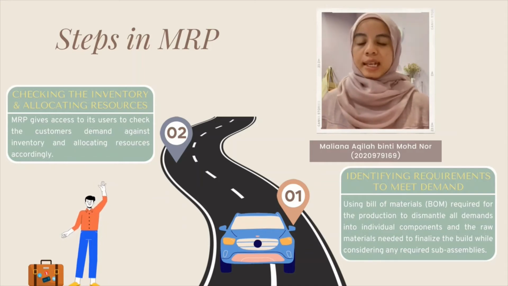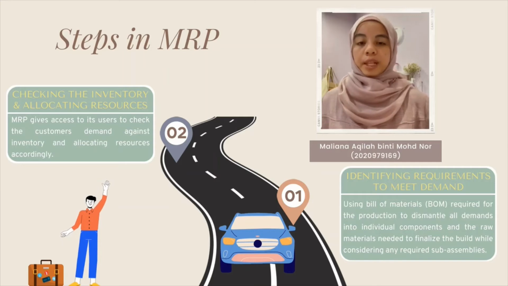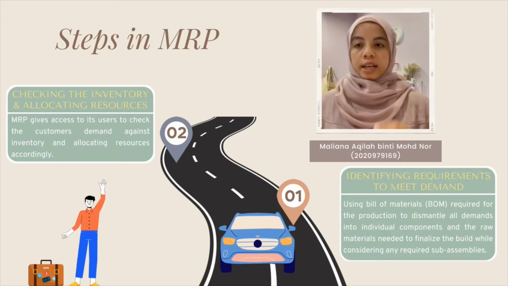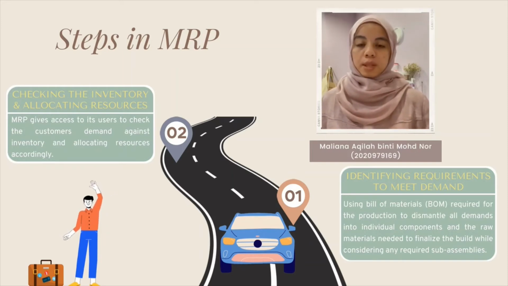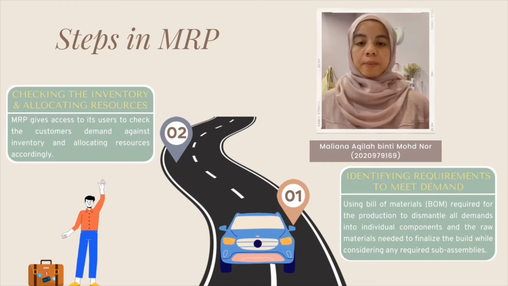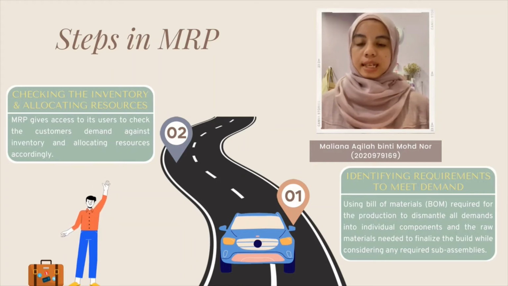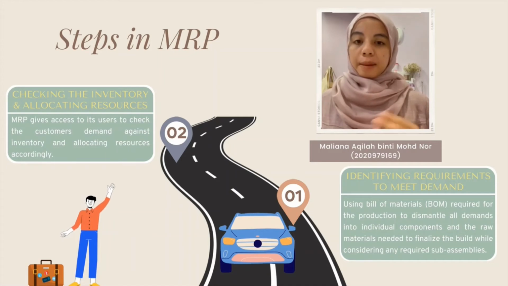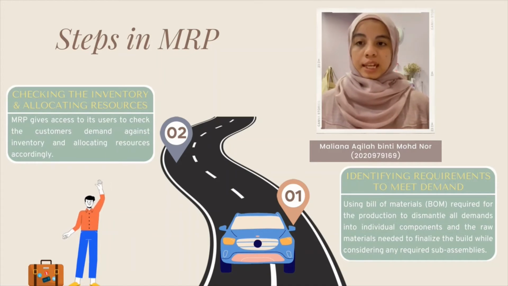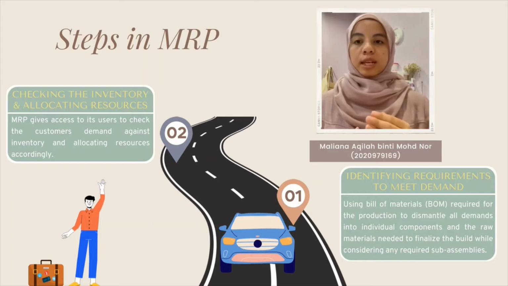To be more precise, MRP will use the Bill of Materials (BOM) required for production to break down all demands into individual components and the raw materials needed to finalize the build, while considering any required sub-assemblies. Sub-assemblies mean a unit assembled separately but designed to be incorporated with other units into a larger manufactured product.